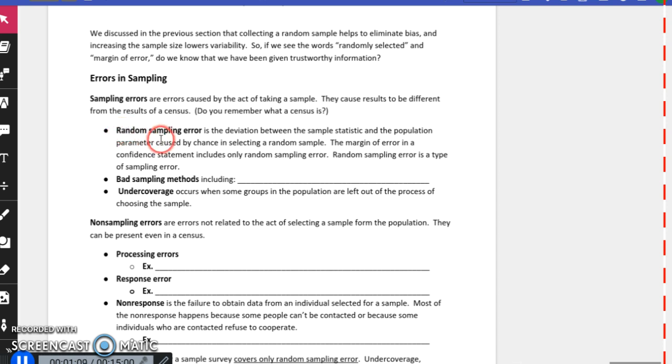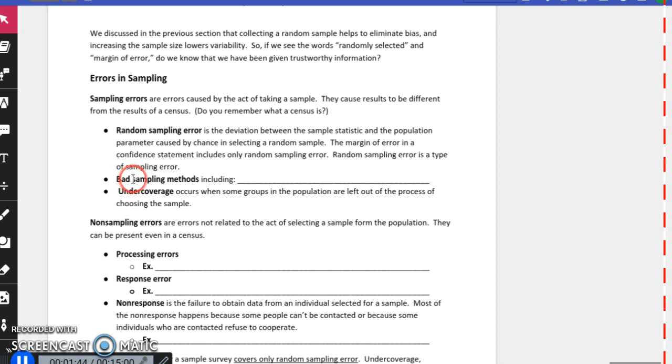A random sampling error is the deviation between the sample statistic and the population parameter caused by chance. This happens all the time. The margin of error in a confidence statement includes random sampling error. So every time you take a sample, your sample statistic is going to be slightly different from the actual population parameter. And that's where the margin of error and the confidence interval will come into play. So that one is accounted for.